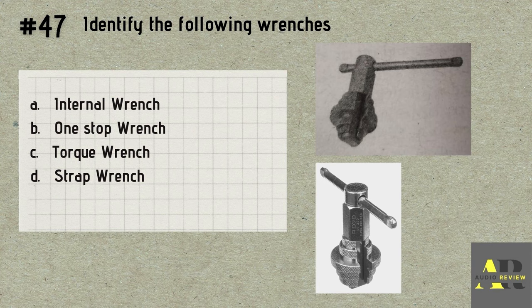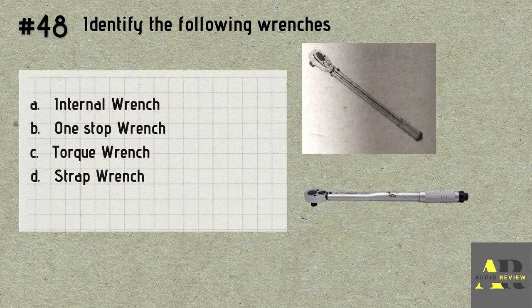Seven. Identify the following wrenches. Is it A. Internal wrench, B. One-stop wrench, C. Torque wrench, D. Strap wrench? The answer? A. Internal wrench. This wrench holds closet spuds and bath, basin, and sink strainers through 2-inch. Used to install or extract nipples. Its jaws expand by eccentric action and are reversible for various sizes.